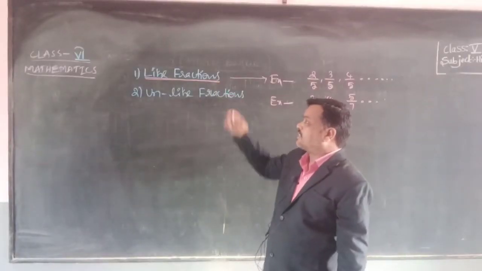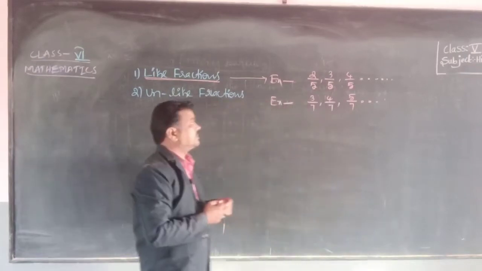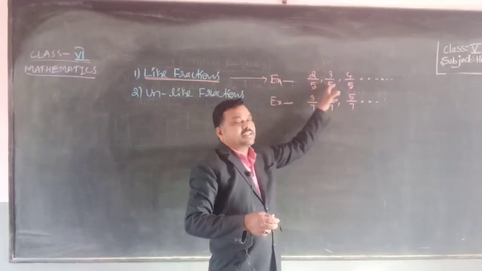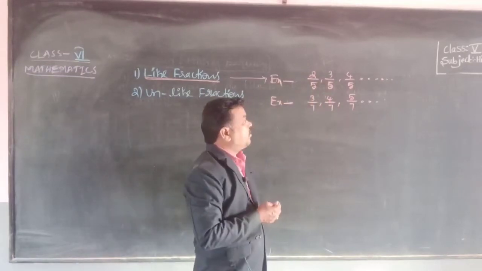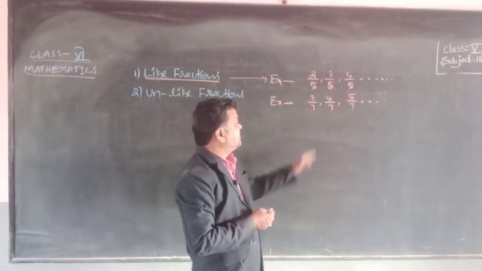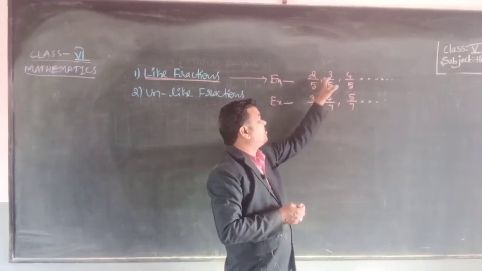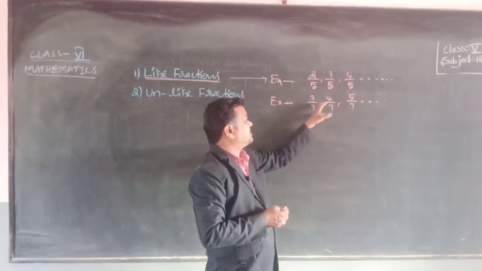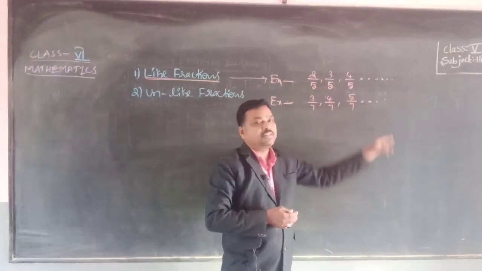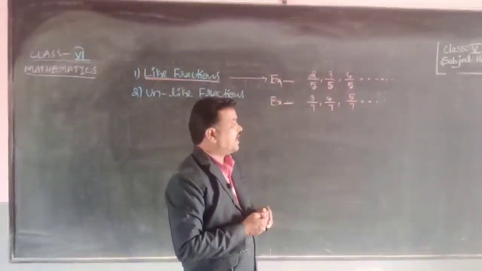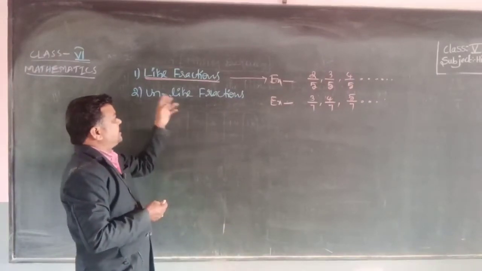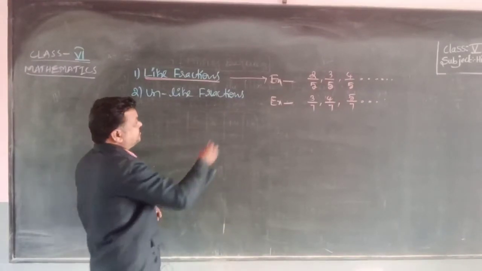Today our topic is like fractions and unlike fractions. Like fractions means fractions in which all the denominators are the same. Example: 2 by 5, 3 by 5, 4 by 5, and so on; 3 by 7, 4 by 7, 5 by 7. These are like fractions. Then what is the meaning of unlike fractions?